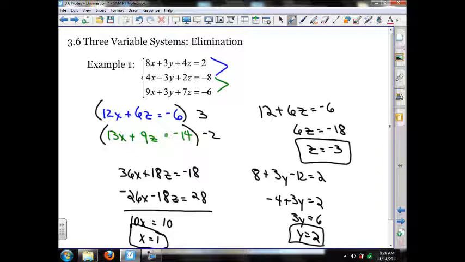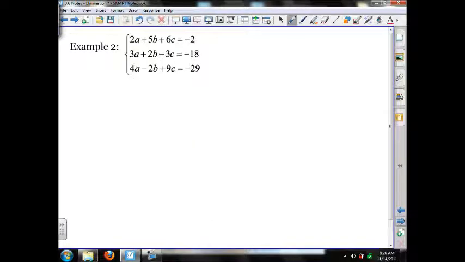Questions on how to solve using elimination? All right, let's try another. Example 2. We've got 2a plus 5b plus 6c equals -2. 3a plus 2b minus 3c equals -18. And 4a minus 2b plus 9c equals -29.